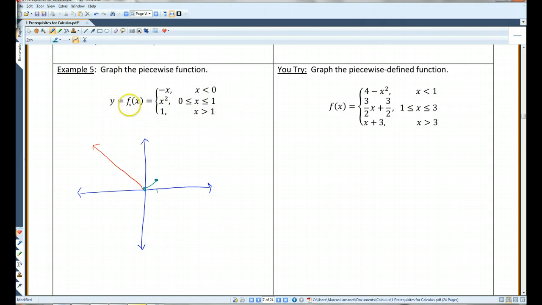Now, anytime you have just a y, you're going to get a horizontal line. I don't know. Let's use purple. So this is the graph of y equals 1. But once again, we just want this graph from 1 onward. Alright, so this is our piecewise function.